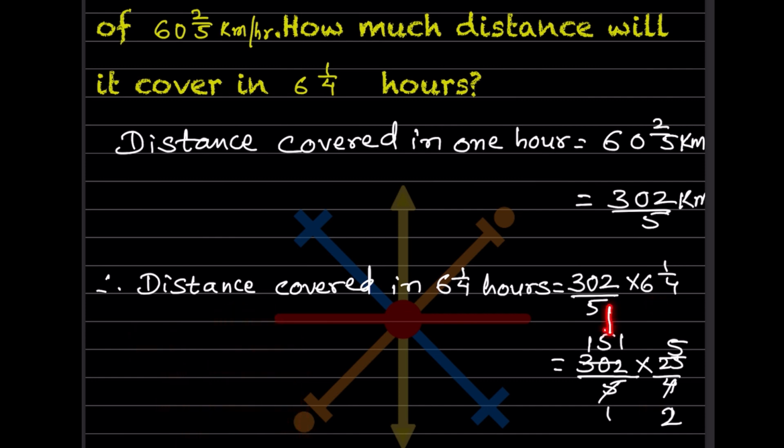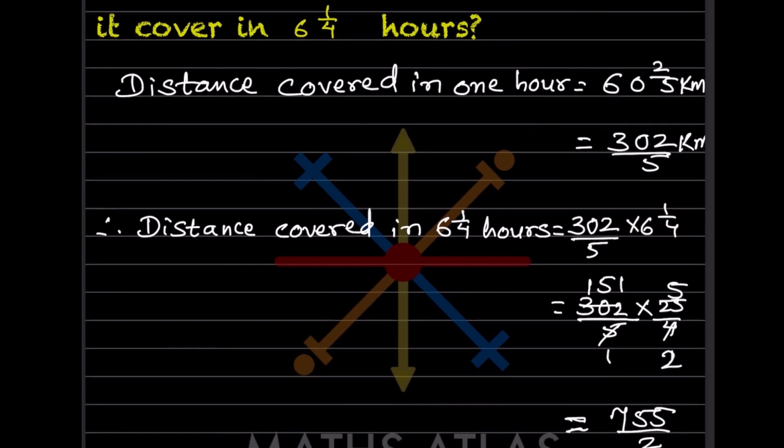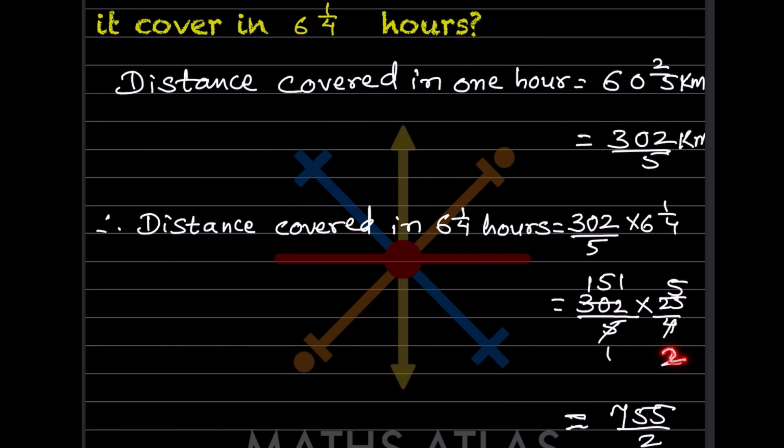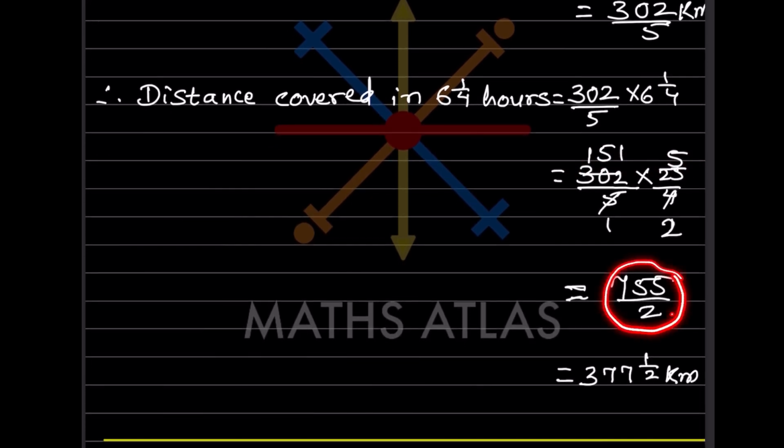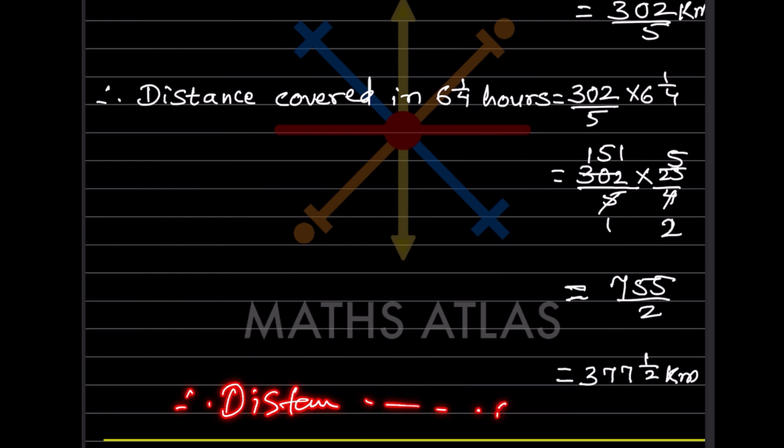Now this will be 302 by 5, and 6 integers 1 by 4 we can also write as 25 by 4. So now we cancel here: 2 2s are 4 and 2 151s are 302. So when you multiply this into this, that is going to be 755 by 2. And when you divide this, you get 377 1 by 2. That is because it is a distance, you have to write here kilometer. This unit is very important. So you will write your distance covered sentence: in 6 integers 1 by 4 hours is 377 1 by 2 kilometer. You can add that sentence over here.